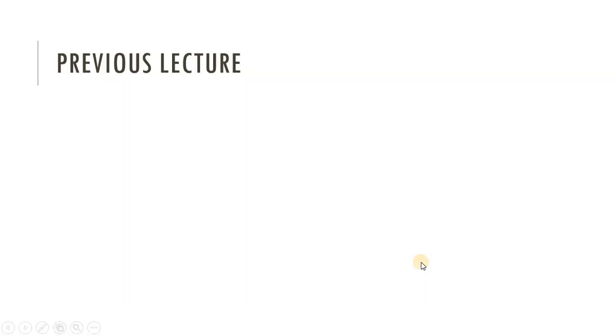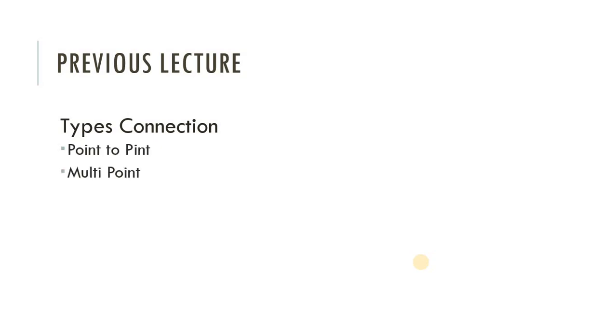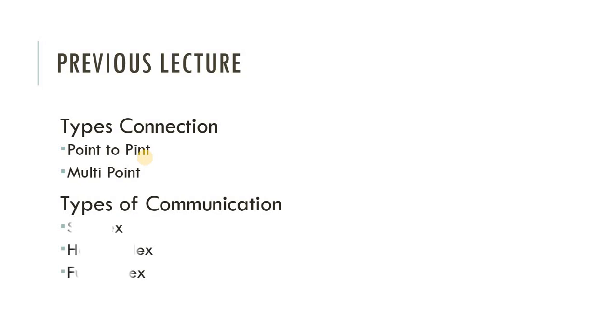In the previous lecture we learned about the types of connection. We learned two different types of connection, which are the point-to-point connection and the multi-point connection. The second topic we learned is types of communication, and we learned three different types of communication, which are simplex, half duplex and full duplex.